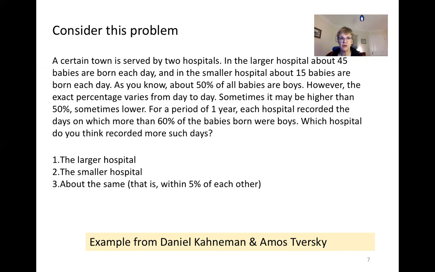Would it be the larger hospital, the smaller hospital, or would it not make any difference? Would it be about the same? Just think that through to yourself. I've warned you that your intuitions may be wrong, but probably don't overthink it at this point. Just see, do you have an intuitive sense of what the answer would be? We're going to simulate this sort of thing later on, so you will be able to check it out.